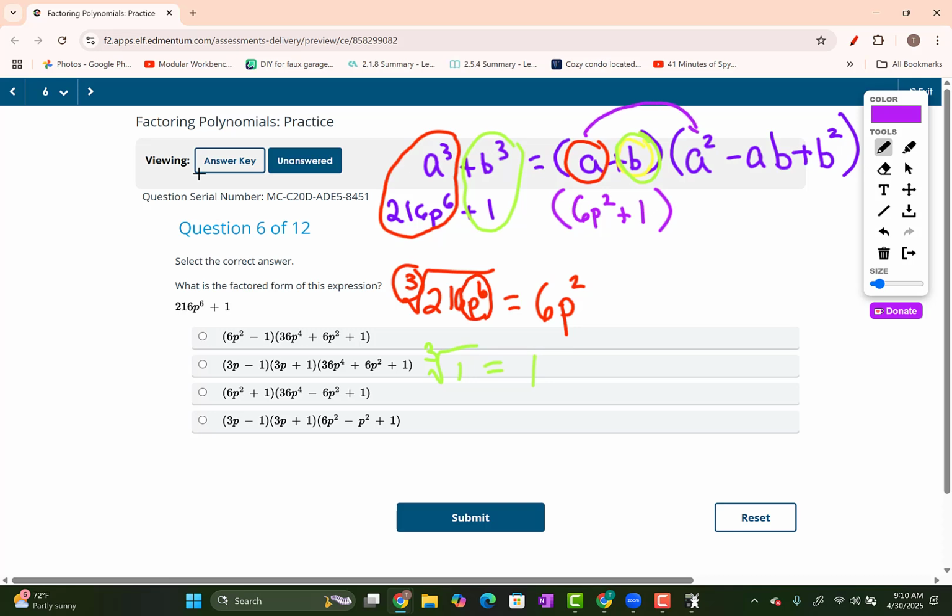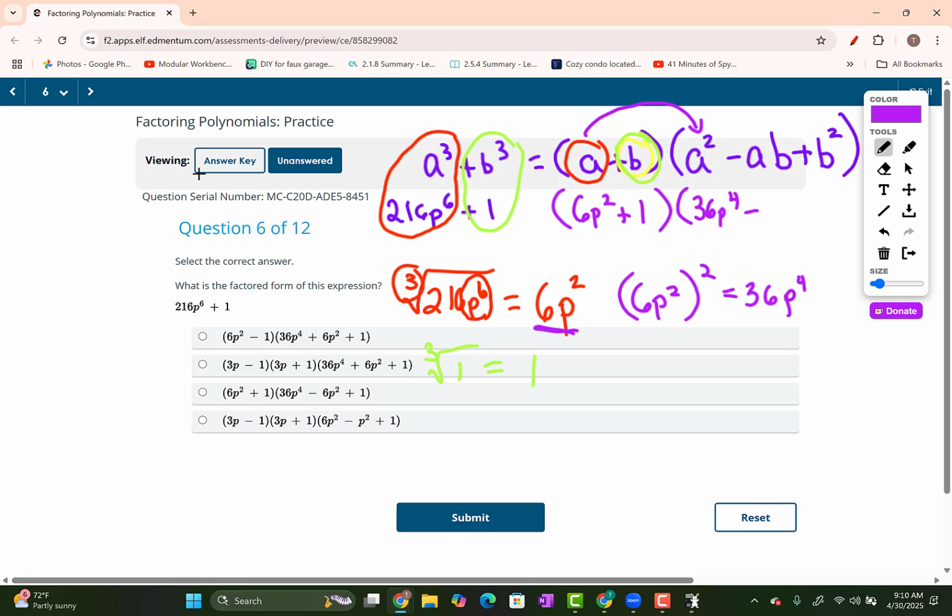Now to get a squared, well, we're just going to square whatever we found a to be, which was 6p squared. So let's take 6p squared and square it. 6 squared is 36. p squared squared is p to the 4th. So we get 36p to the 4th.